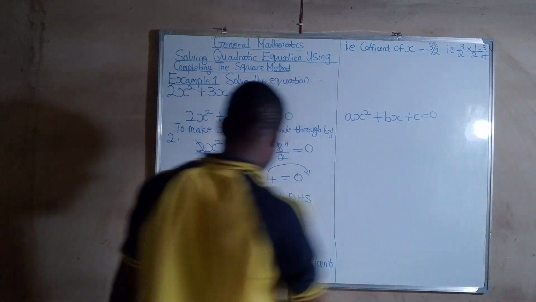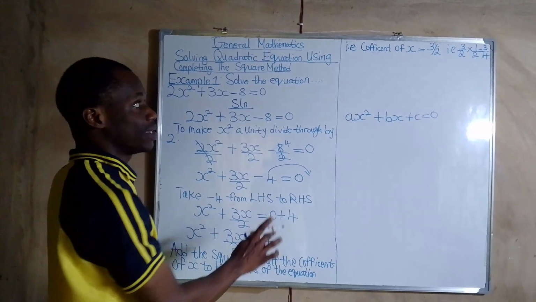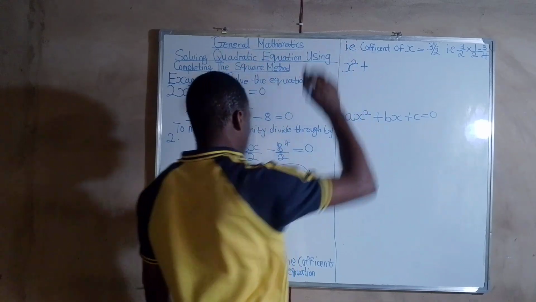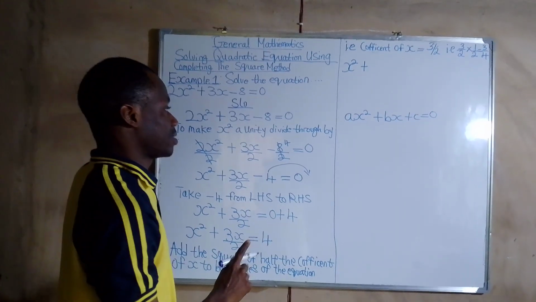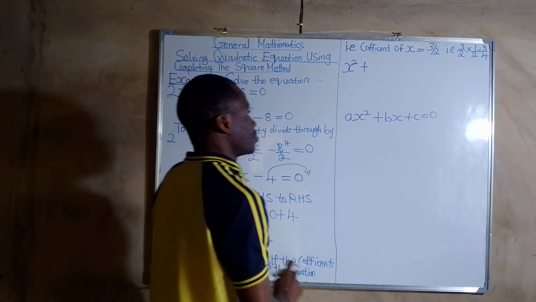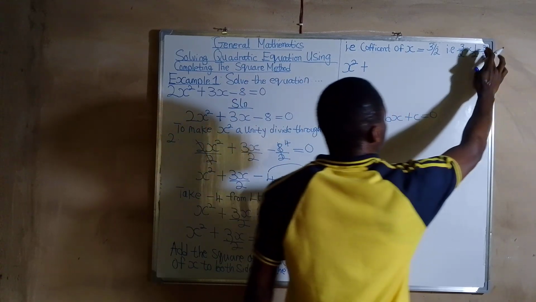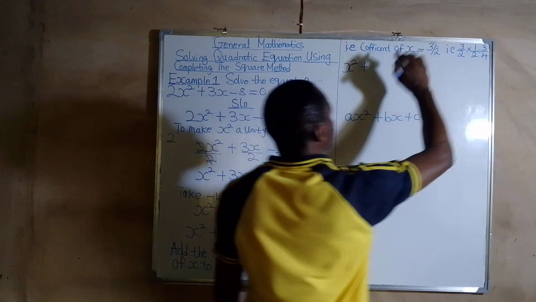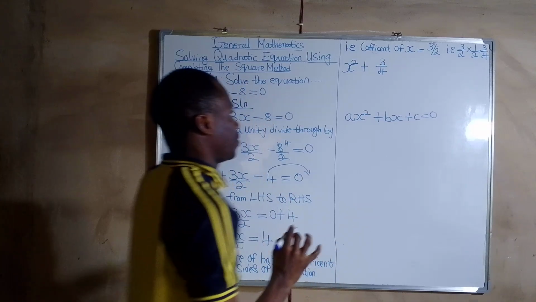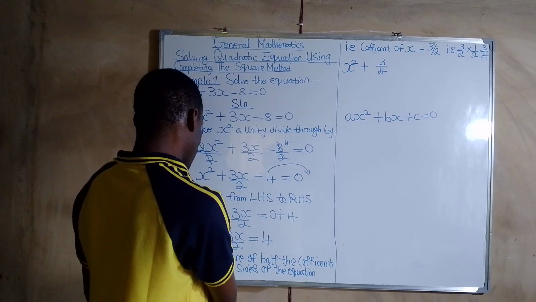3/4. So remember, it says add the square of half the coefficient of x. So we'll still square it. So this is what we'll now do. We'll now say x squared plus half the coefficient. Add the square of half the coefficient of x to both sides. Take note, this is not minus, so this is equal to 3/4. Yeah, 3/4. Add the square of half the coefficient of x.